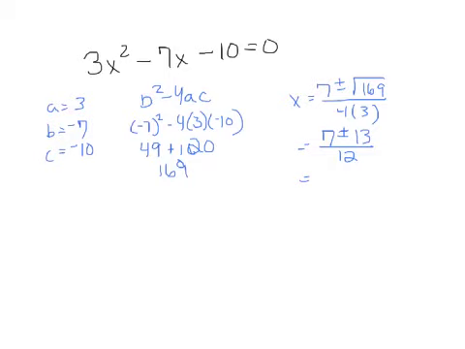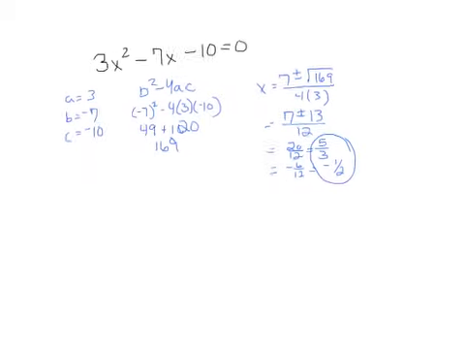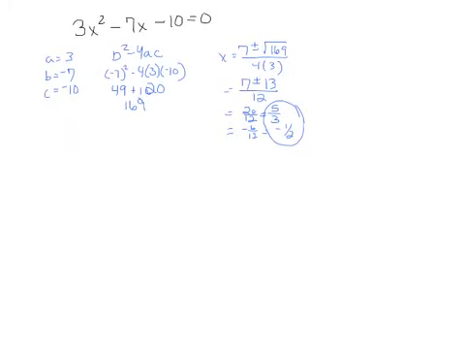7 plus 13 is 20 over 12, reduces down to 10/6. Let's go even further. They're both divisible by 2, so it's 5/3. Or 7 minus 13 is negative 6. Negative 6 over 12 is going to be negative 1/2. So those are my two solutions for this. Once again, since the square root of 169 worked out evenly, it was able to be simplified relatively easily. Nine times out of 10, that's not going to be the case.